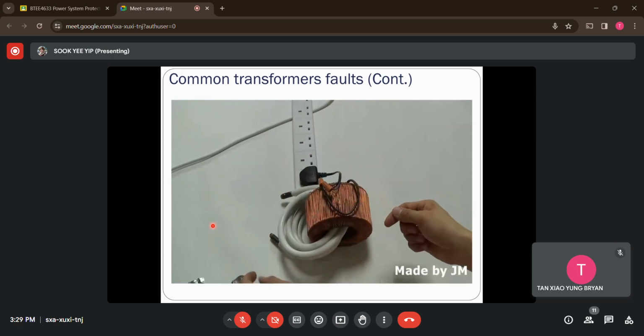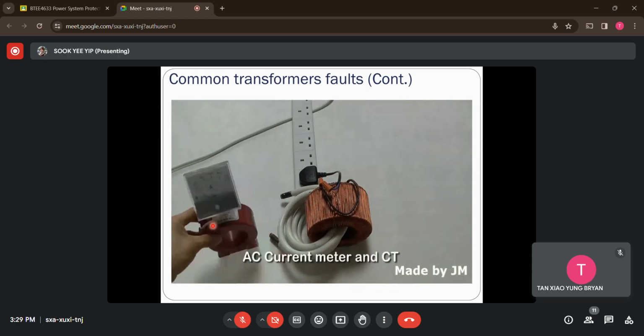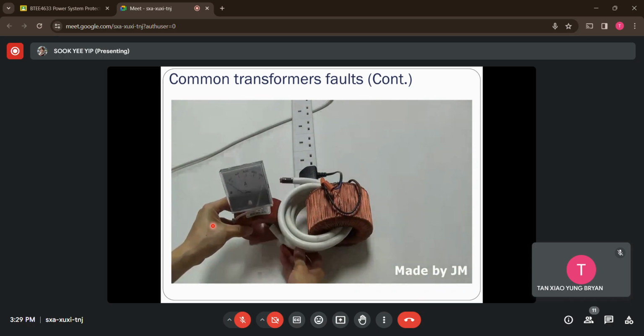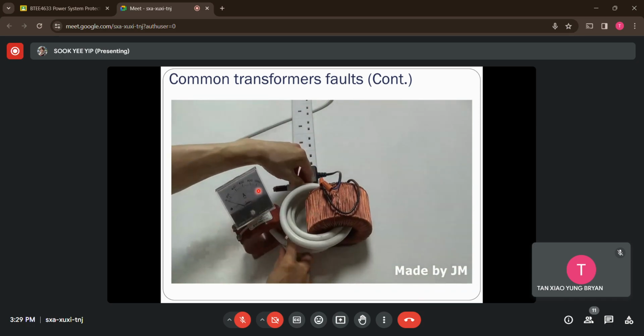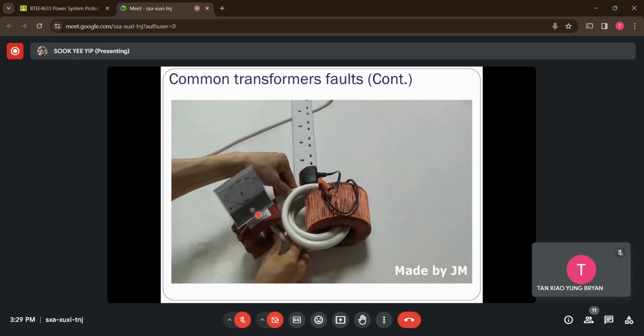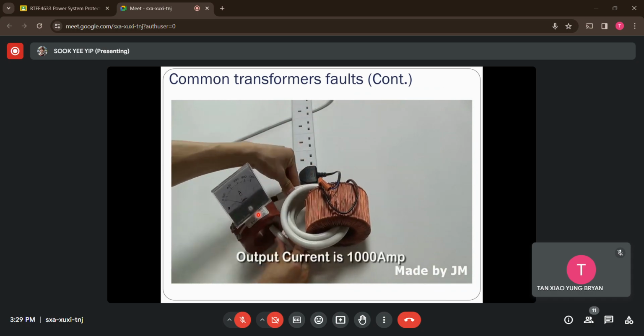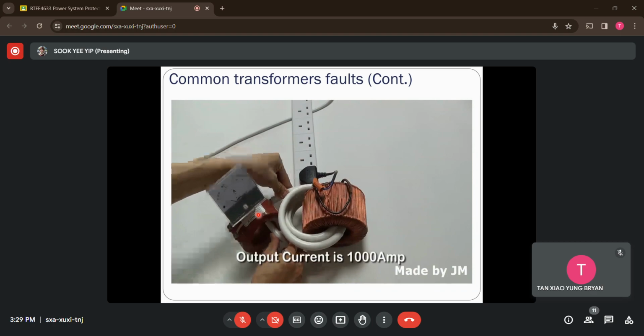The oil is already on fire. So he's trying to measure the currents right now using the meters. You can tell the maximum is 1000 ampere here. So whenever we have a short circuit, the current is actually reaching the maximum value.